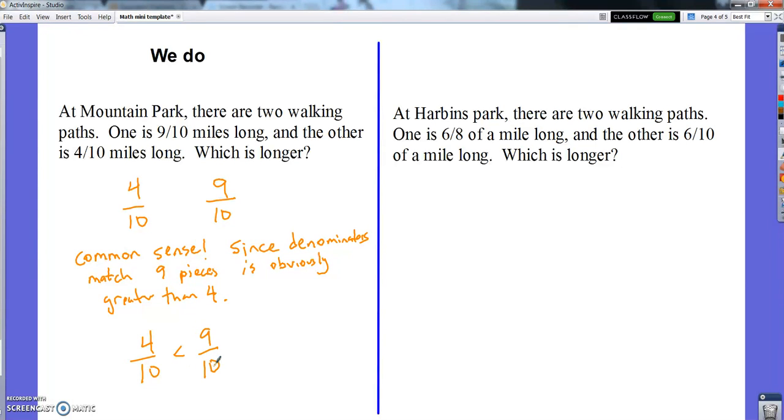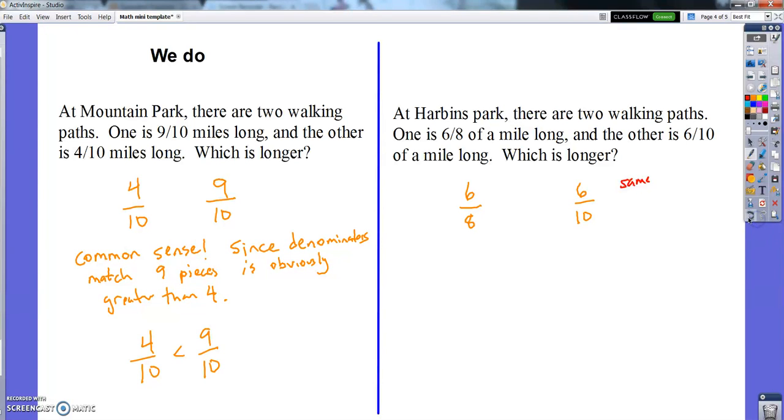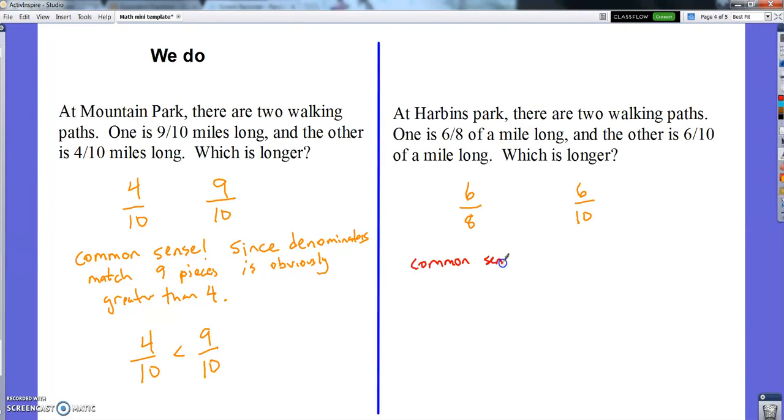Okay? It works the opposite on this next one with the common numerators. So Harbin's Park, there are 2 walking paths. One is 6/8 of a mile long. The other is 6/10 of a mile long. Which is longer? So I'm comparing 6/8 to 6/10. And now, like I kind of said last time, same numerator. So I'm going to say common sense again. Same numerator this time.